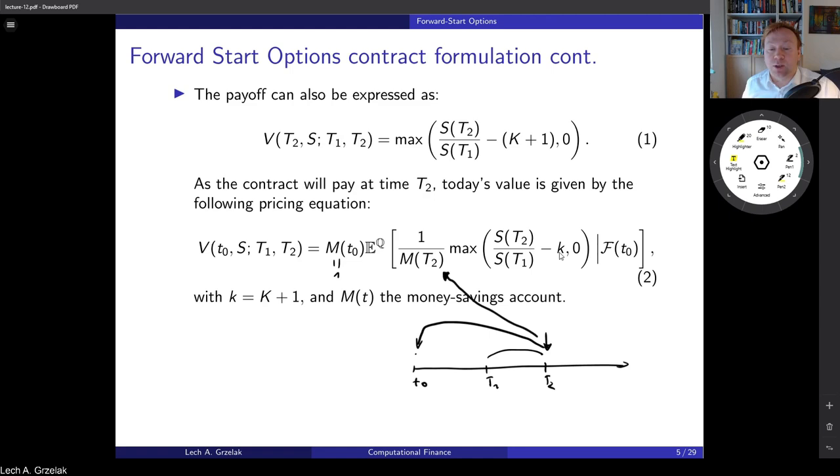And of course, this strike here is a different strike. It's not just K, it is K plus 1. So this strike is, let's say, the adjusted strike such that we just deal with a ratio of two stocks: the stock at time T2 divided by the stock at time T1.